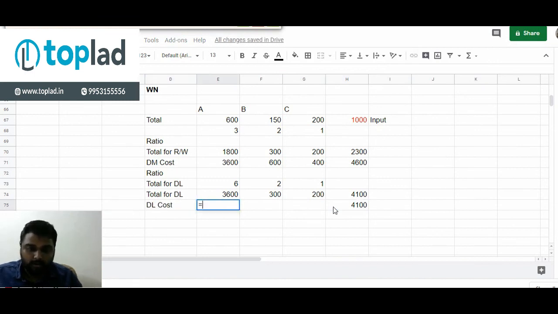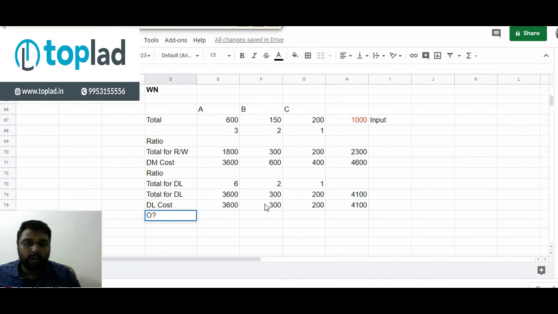What will be the answer? Because both are the same ratio, here it will be 300 and here it will be 200. So you can prepare in the proper way. I am doing the final answer here itself, but you can prepare it properly. You can break it as a working note.